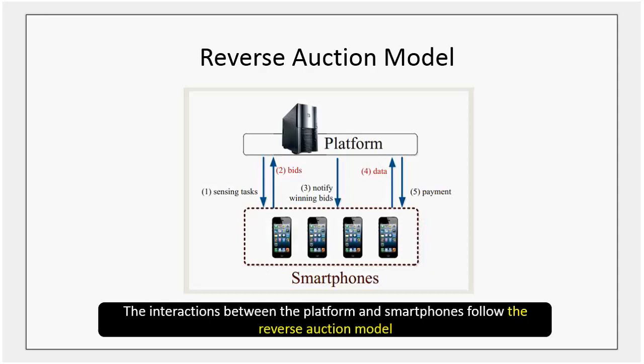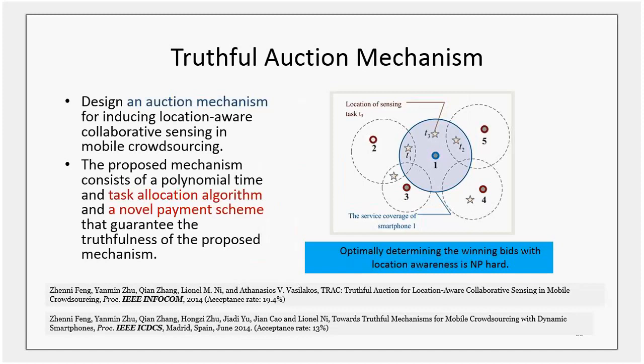Based on this framework, we propose a truthful auction mechanism. In essence, this mechanism consists of two algorithms. One is a task allocation algorithm to determine which are the winning smartphones, and they will provide the data. The second algorithm is a novel payment scheme. I'm not going to talk about the details of this algorithm design. If you are interested, you can refer to my papers. One paper is in IEEE INFOCOM this year, and another one is in IEEE ICDCS, again this year.